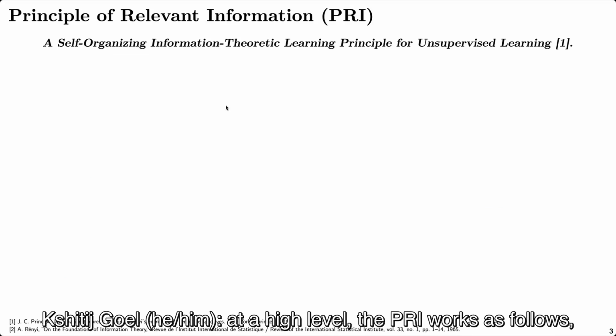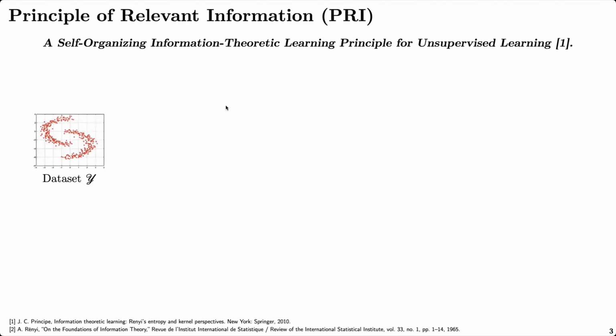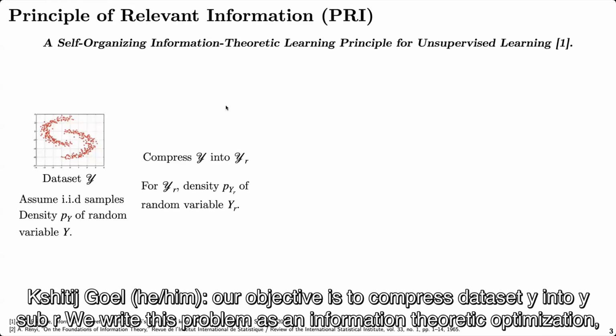At a high level, PRI works as follows. Let's say we are given a dataset which contains IID samples from an unknown density PY of a 2D continuous random variable y. Our objective is to compress dataset y into y sub r. We write this problem as an information-theoretic optimization.